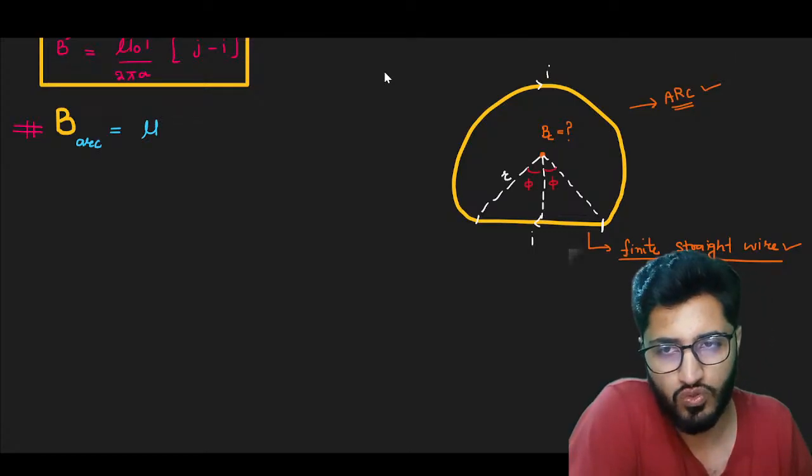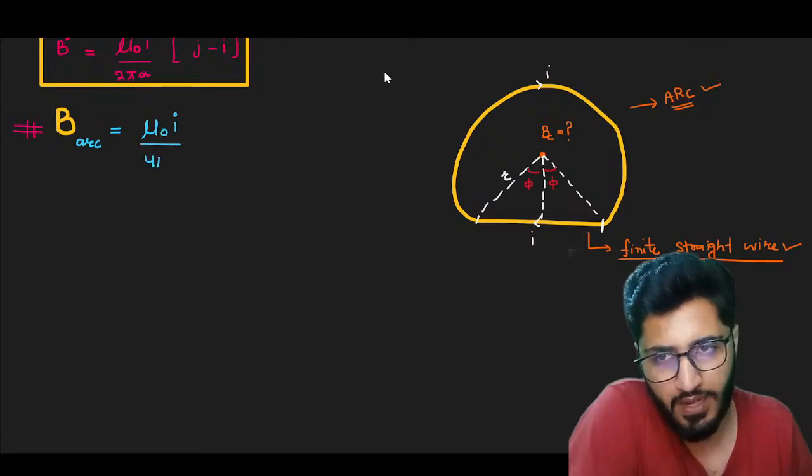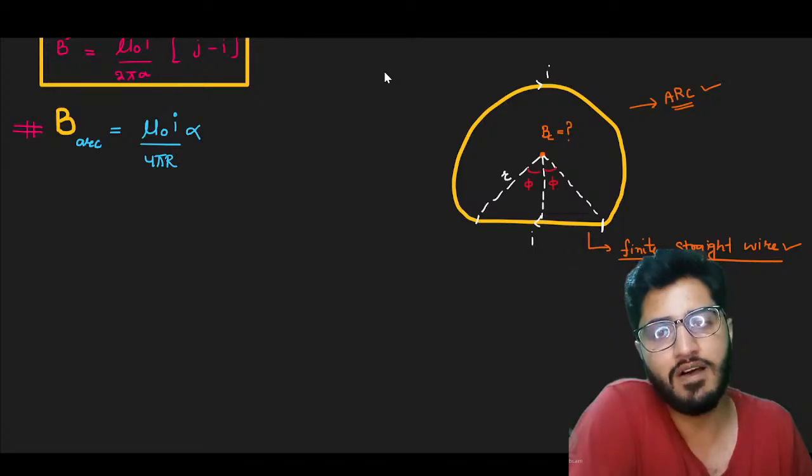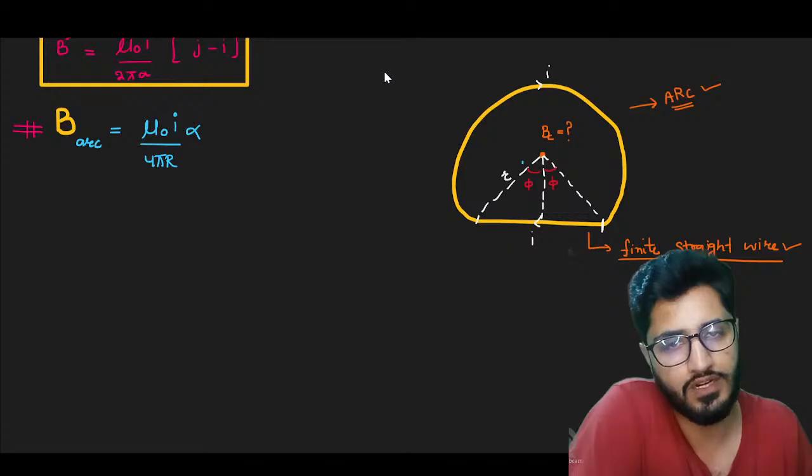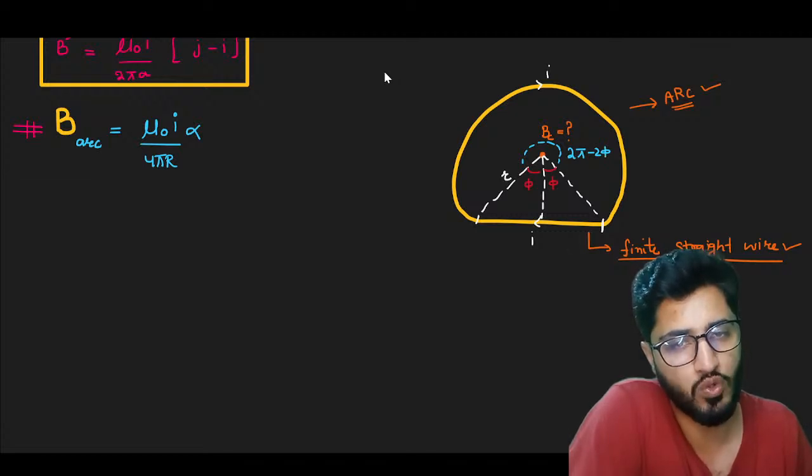I guess it is mu naught I divided by 4 pi r into alpha. Alpha means the angle. So this one represents the alpha. Look, the whole angle is 2 pi. So I can write now it is 2 pi minus 2 phi. Why, sir? Because look, whole is 360, 2 pi. Now we have to subtract the 2 phi. 2 pi minus 2 phi.